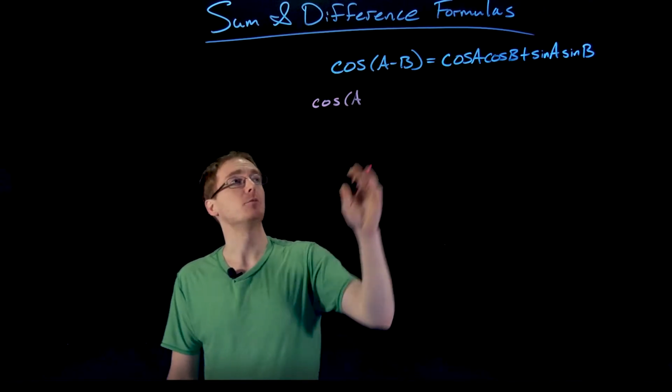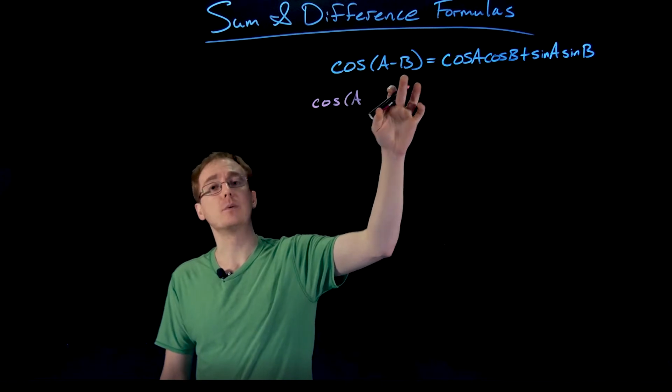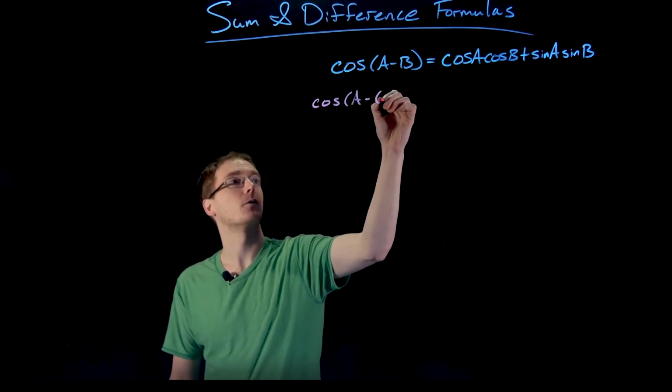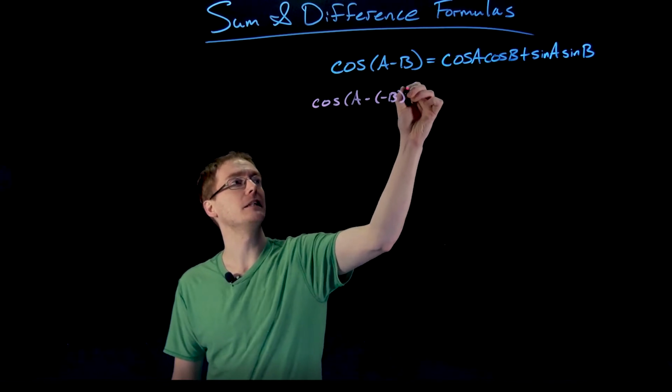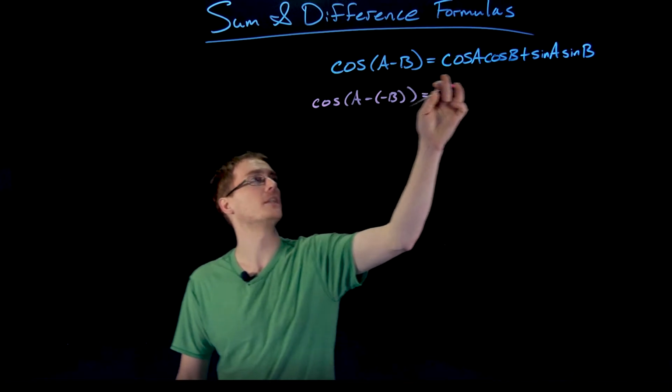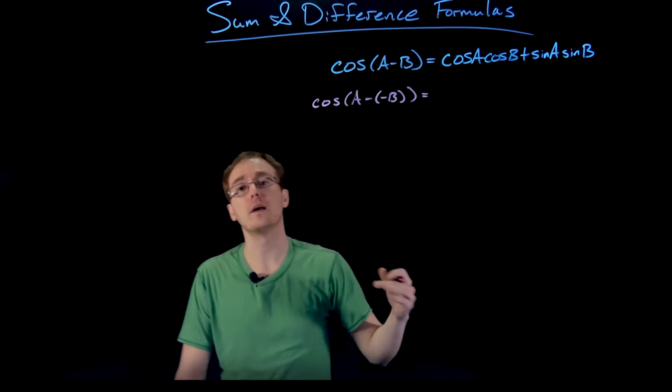So what that means is we can swap out B with anything. We could swap B out even with negative B. So what we're essentially doing is setting B equal to negative B in this equation. We're just going to go through and replace every B that we see with a negative B.